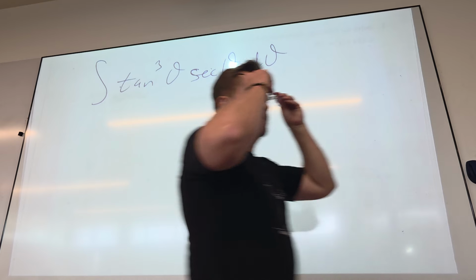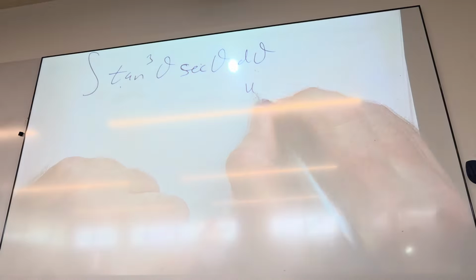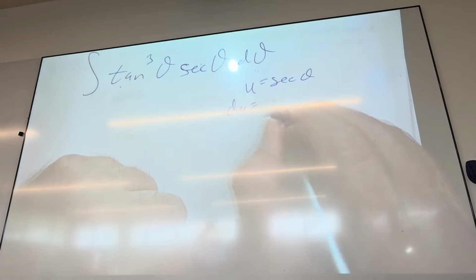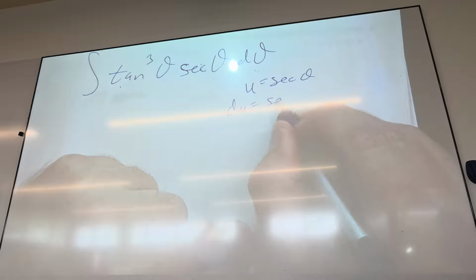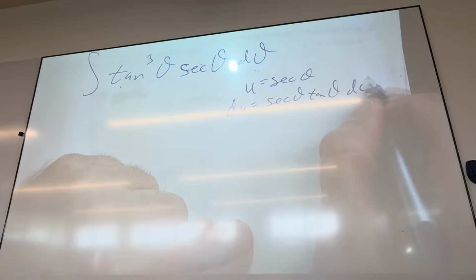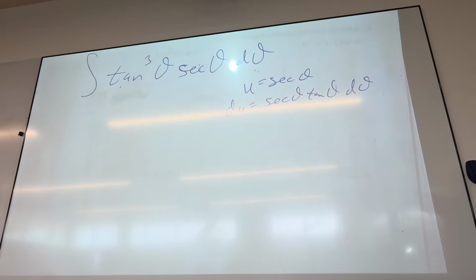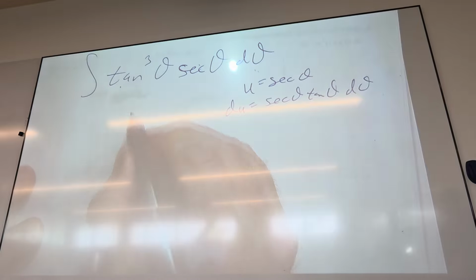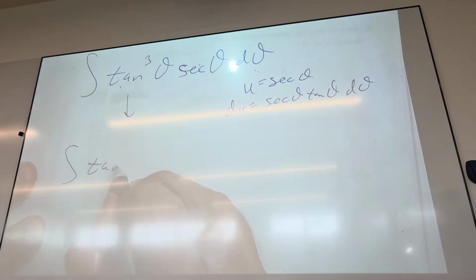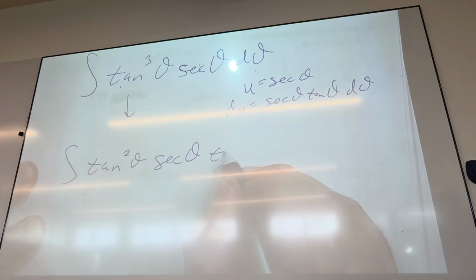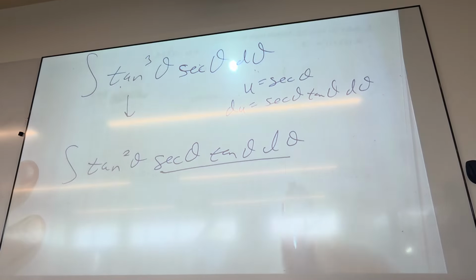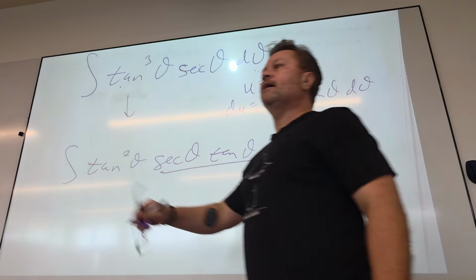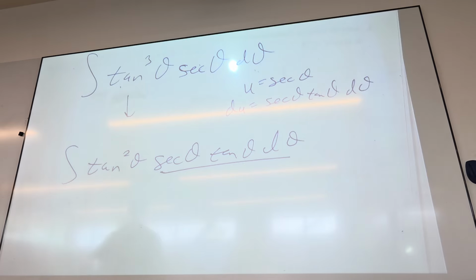And then what's du? Secant theta tangent theta d theta. So if I break this up so that I have my secant tangent next to my d theta, then I've got my du. And then I can see what I have left to take care of. We let u equal secant, and I have a tangent squared left. How do I make those work together?